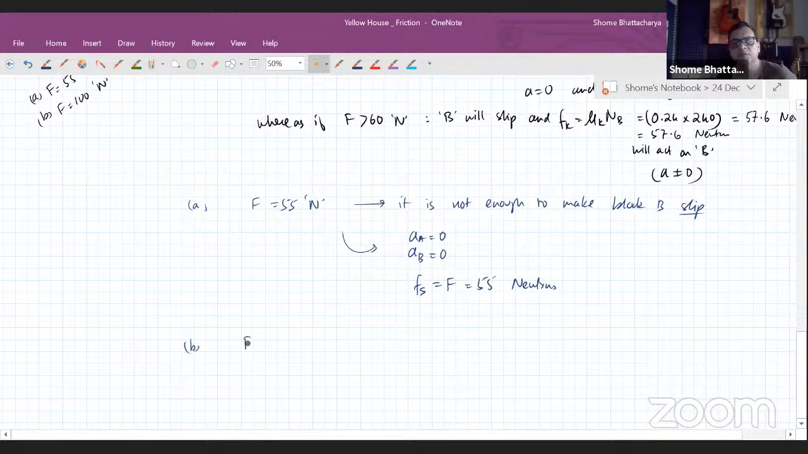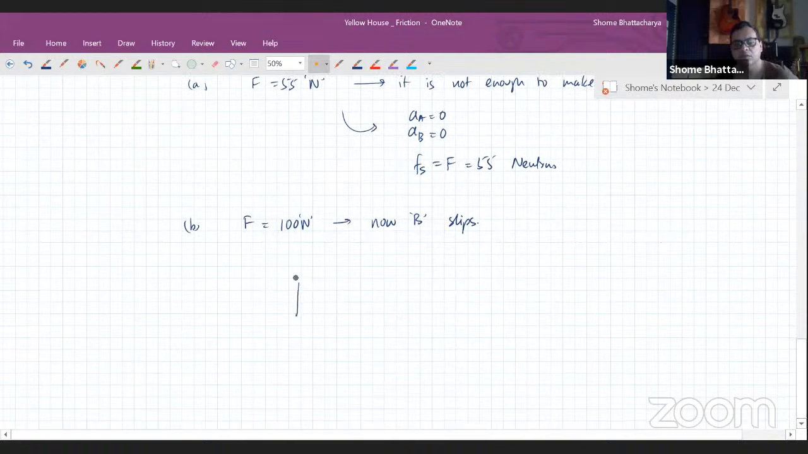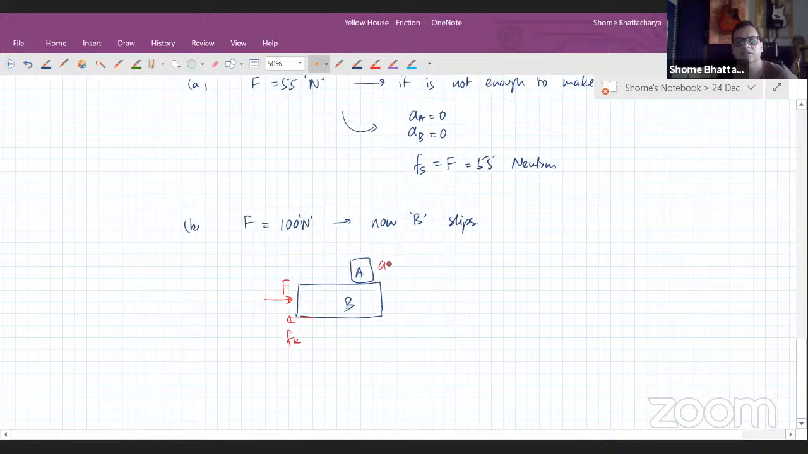But in part B, when we increase the force to 100 newtons, now B slips. So B will slip from under A. Eventually A will fall off, but we are just worried about the initial instant. When we start applying this force, there'll be kinetic friction acting like this, but there won't be any horizontal force on A. So acceleration of A will be zero at that moment. Acceleration of B will be non-zero.